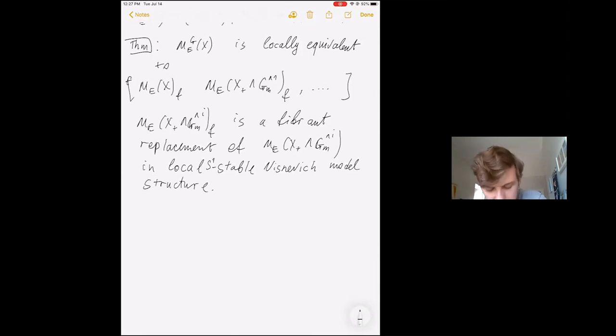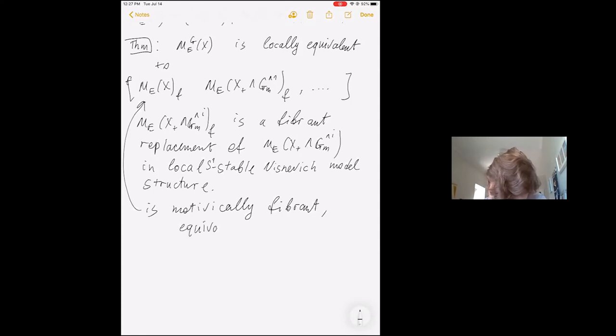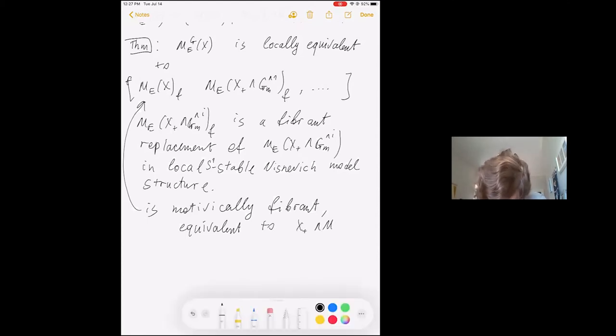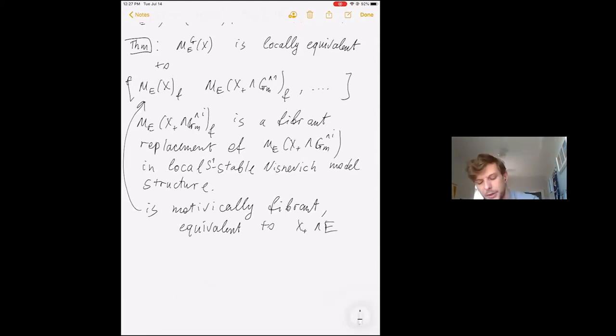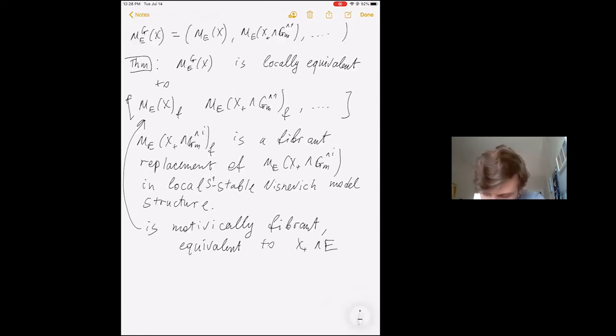Okay. So in particular, again, if we're interested in the... yes, this is locally equivalent to this one, sorry, and this one, this S1 GM spectrum, is motivically fibrant and is equivalent to X smash E. So in particular, if we're interested in the homotopy groups, then the homotopy groups can be computed explicitly as the homotopy groups of the corresponding S1 spectra.